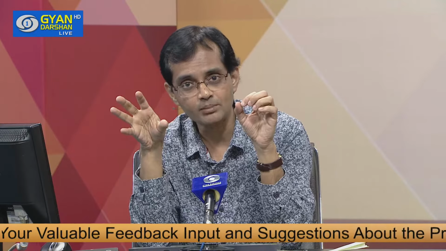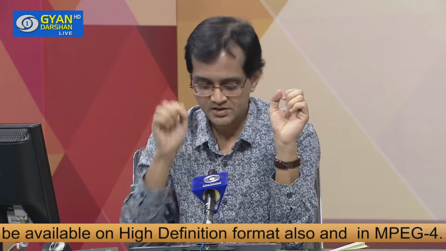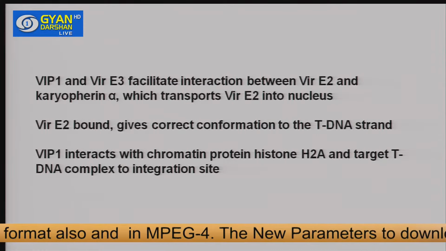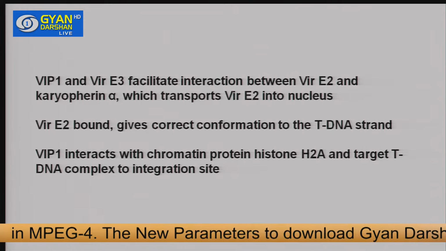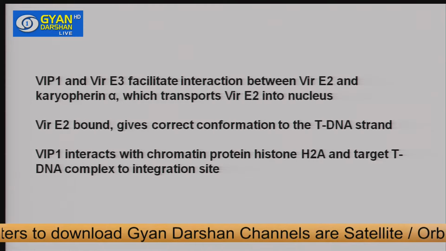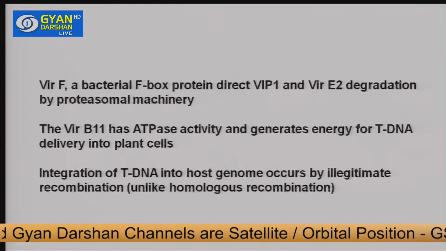via the nuclear pore complex, via the nuclear membrane, and then enter into the nucleus to be integrated or incorporated in the nuclear genome. So it's a beautiful mechanism. It's a well orchestrated mechanism which is regulated by a series of VIR genes. VIP1 and VE3 facilitate interaction between VE2 and karyopherin alpha, which transports VE2 into the nucleus. VE2 gives correct conformation to the tDNA strand.